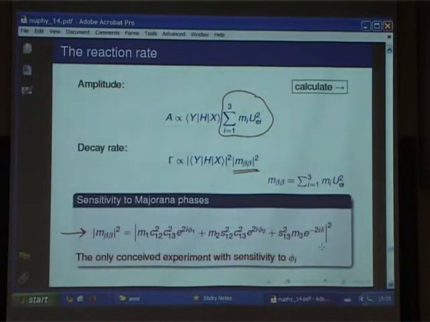And now comes the interesting thing: this expression involves phi 1 and phi 2, which are Majorana phases. In all our earlier experiments, we saw that we were not sensitive to Majorana phases in all oscillation experiments. Whereas here we are. So this happens to be the only conceived experiment which is sensitive to Majorana phases. So this is important for two reasons. You look at neutrinos, find Majorana phases, and you see that they are Majorana masses.